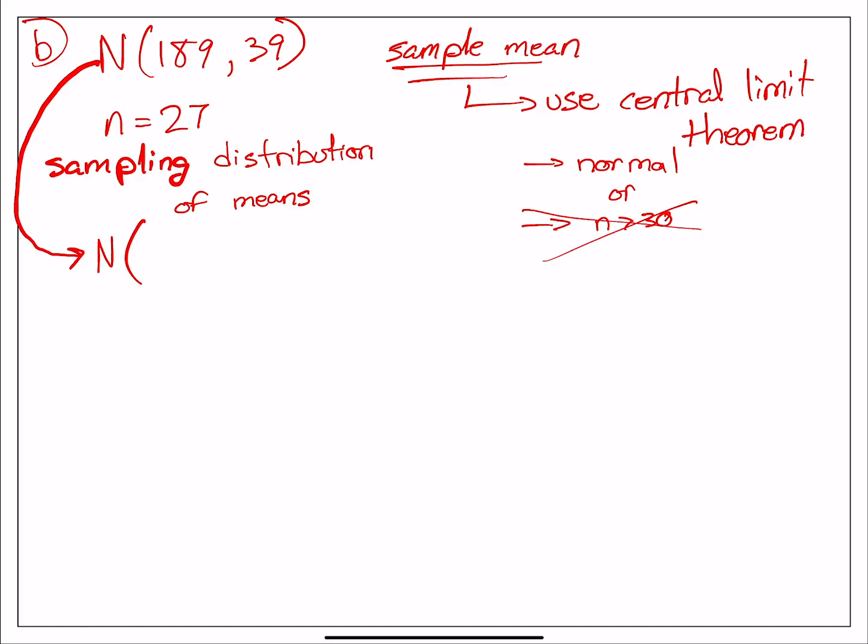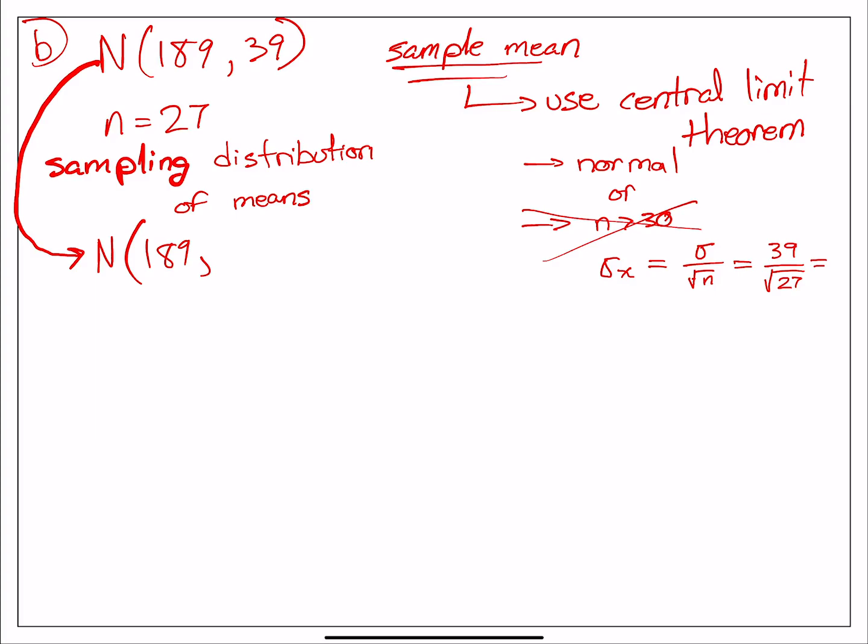Our mean doesn't change. The only thing that changed was the standard deviation. So our mean is the same, and our new standard deviation is going to be what? Our new standard deviation, sigma x bar, equals sigma over the square root of n, right? That's what our new standard deviation equals. So that's going to equal 39, which is our old standard deviation, divided by the square root of what? 27, because that's our sample size.